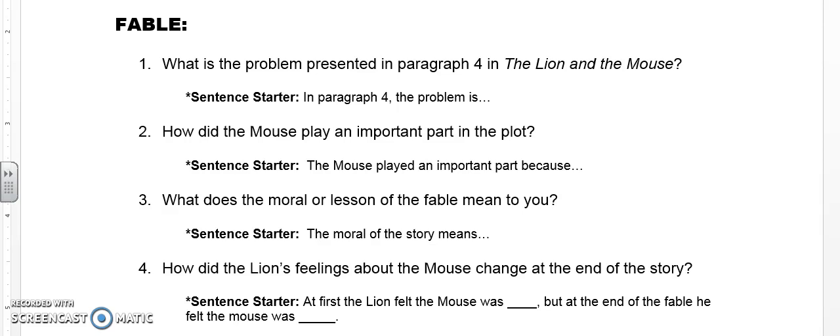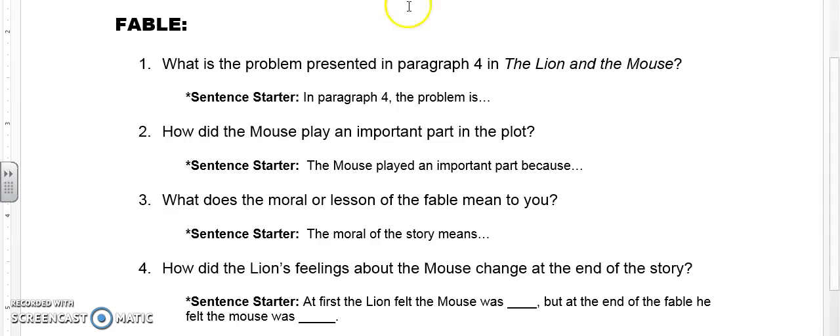Your first question is asking, what is the problem presented in paragraph 4 in The Lion and the Mouse? This is letting you know that the main character realizes the problem, and the reader realizes it, in paragraph 4. So I just want you to locate and identify the problem in that paragraph. Notice you have sentence starters. Yes, you can use those to help you form complete sentences if you're not able to construct a sentence on your own.